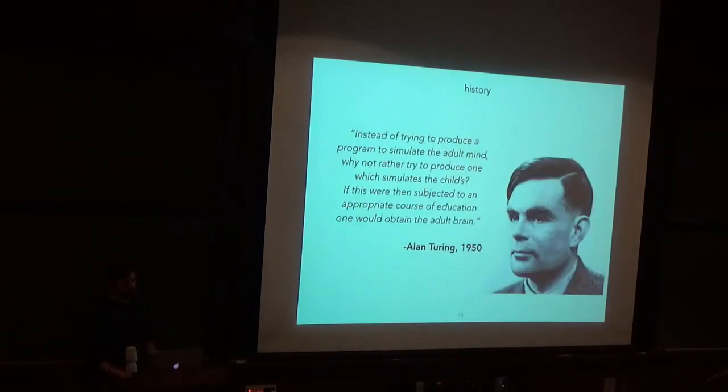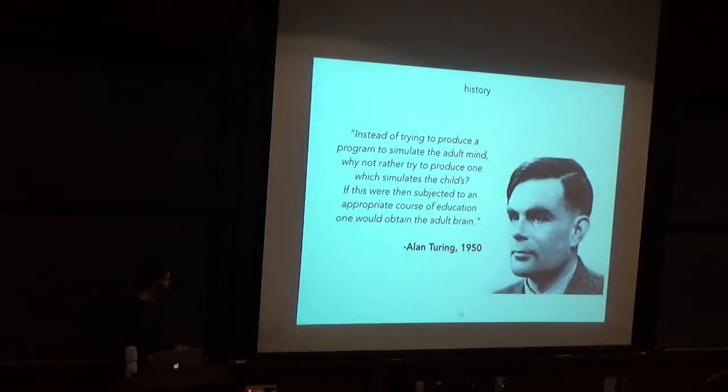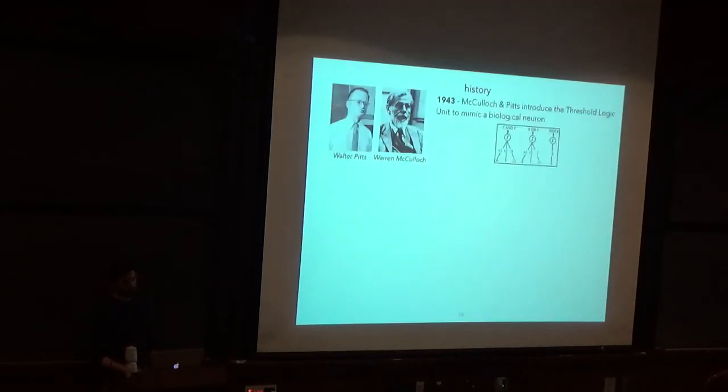A lot of the field of artificial intelligence and even modeling neural networks started with Alan Turing. And he had this notion of, let's actually try to approach this as a learning problem, and we'll start from a very simple model and then eventually build it up through this education, or machine learning, to something that's more complex.